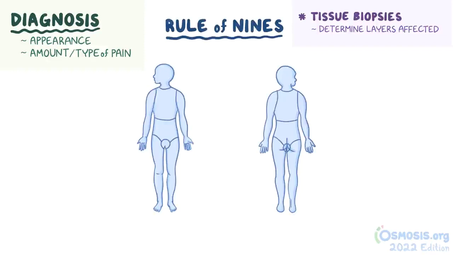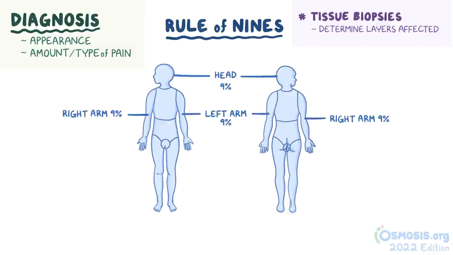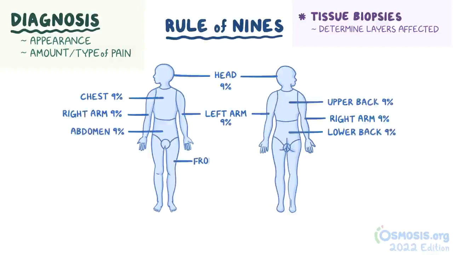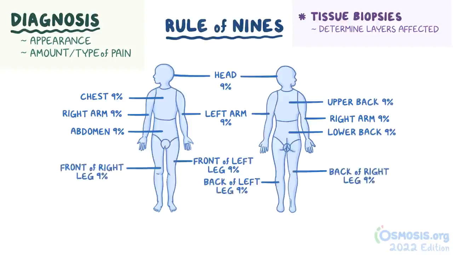11 of the sections each make up 9% of the body's surface area and are the head, right arm, left arm, chest, abdomen, upper back, lower back, the front of the left leg, and the back of the left leg, and the same for the right leg. A final section, the groin, accounts for the missing 1% of the body's surface area.